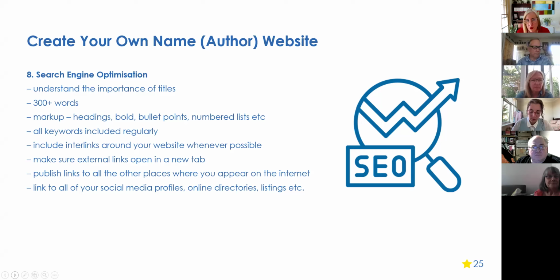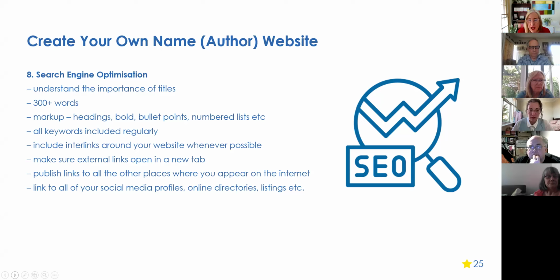Try and get at least 300 words on each piece of content that you produce, and put in headings, some bold or bullet points or numbered lists, because that markup helps tell the robots that this is good quality content. Make sure you pop in your keywords and put links to other bits of content around your website. That's called interlinks, where you link to another page on your website. And if people are going to click on a link and go to another website, you want to make sure it opens in a new tab so that people don't leave your website.